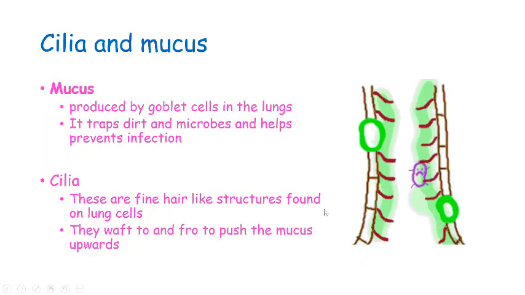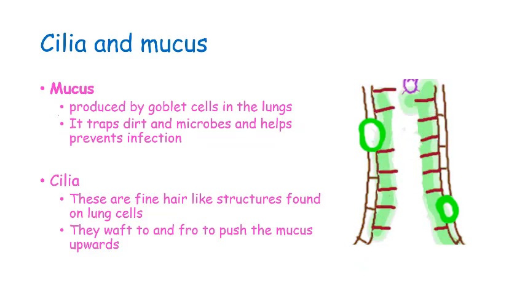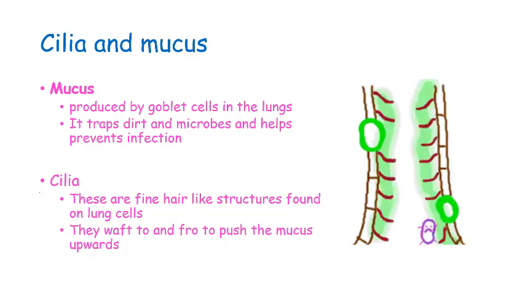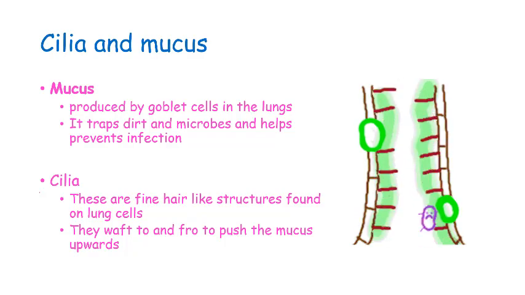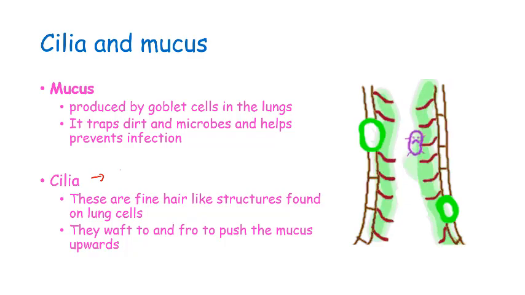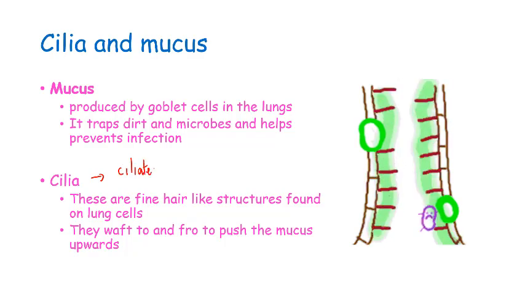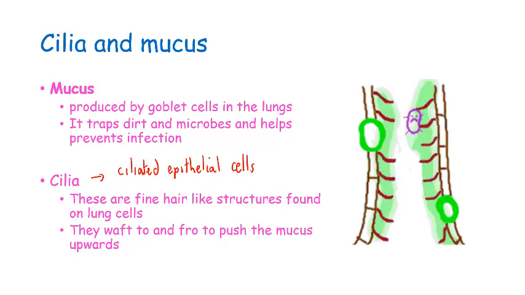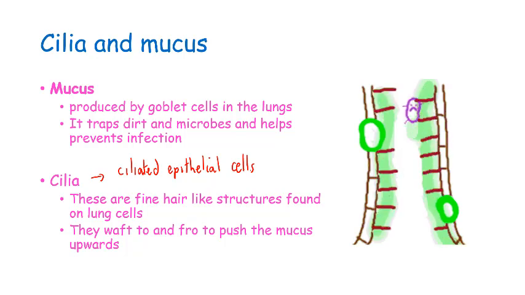So, if we look at this little animation, this shows us the relationship between the cilia and mucus. So the mucus is produced by goblet cells in the lungs. It traps dirt and microbes and helps prevent infection. So it's really important and really useful. And the cilia are fine hair-like structures found on lung cells. Now I should say that the lung cells that have these are called ciliated epithelial cells. So ciliated epithelial cells contain cilia and they waft to and fro to push the mucus upwards.